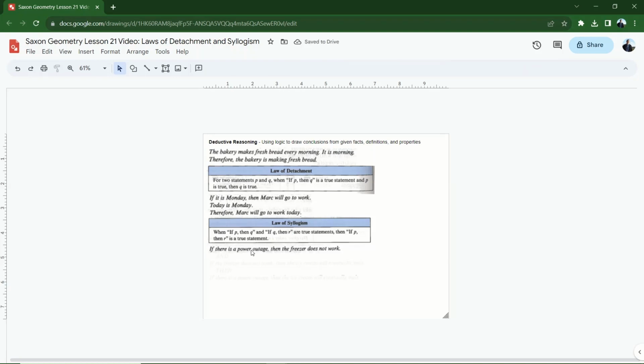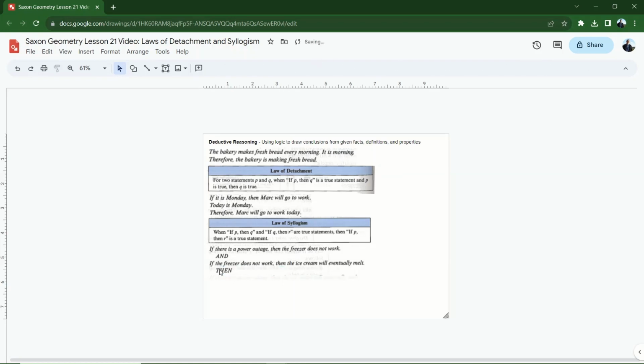If there is a power outage, then the freezer does not work. Oof. If the freezer does not work, then the ice cream will eventually melt. Now, we don't really need the word and here. It's here as sort of a convenience. Really, we just need if P then Q. Now notice this Q is the hypothesis of my next statement. If the freezer does not work, so if Q, then R, the ice cream will eventually melt.